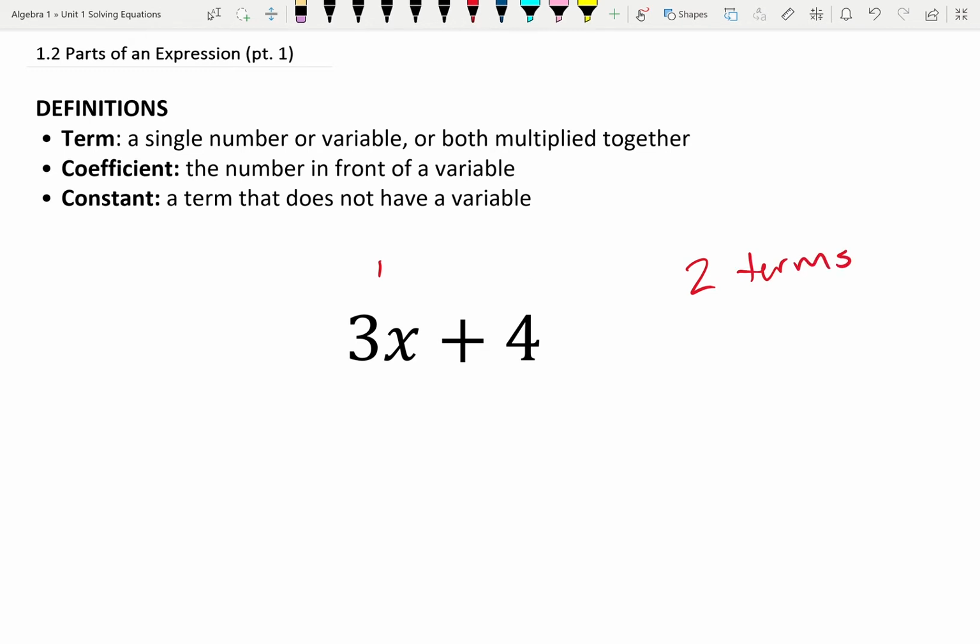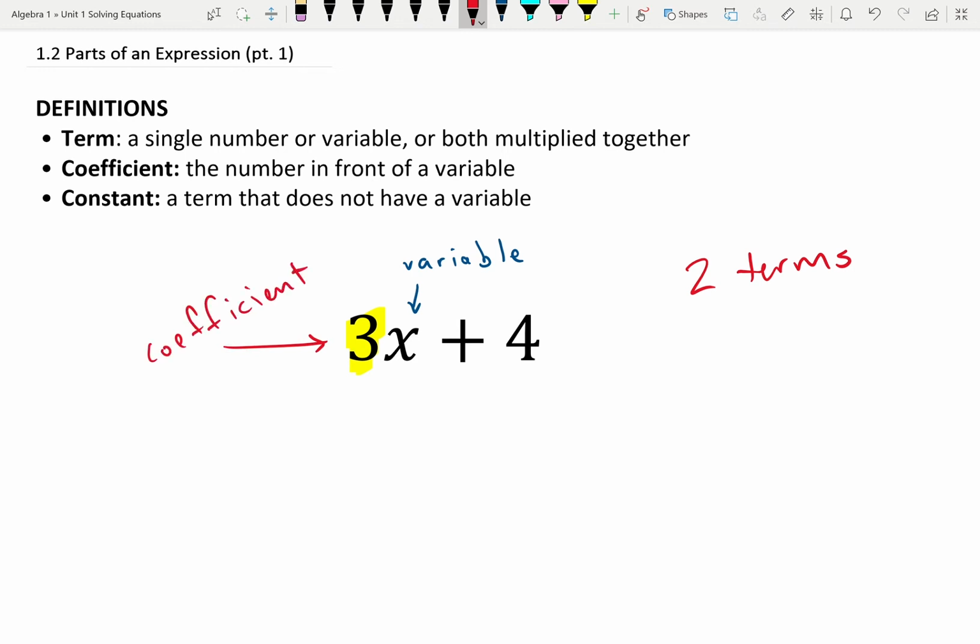All right, and then what is a coefficient? Well, a coefficient is a number in front of a variable. So if we have a variable right here, that's a variable, it's just a letter, then the coefficient is the number in front of that. So our coefficient is 3. So that's going to be our coefficient.